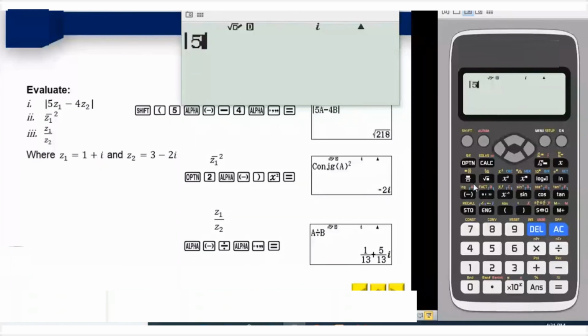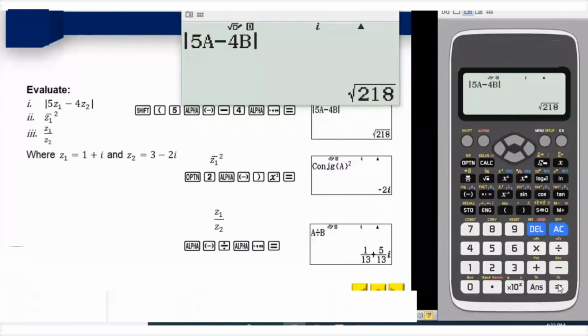Whenever I need to write A or B or C or D, since they are written with red, any function written with red is operational after pressing alpha. Any function written with yellow is operational after pressing shift. I hope this is clear to all of you. Minus 4 Z2. Z2 is B, that is alpha B. So 5A minus 4B is the same as the absolute value of 5Z1 minus 4Z2. I will press equals and I will get square root of 218. I hope everyone is following me.